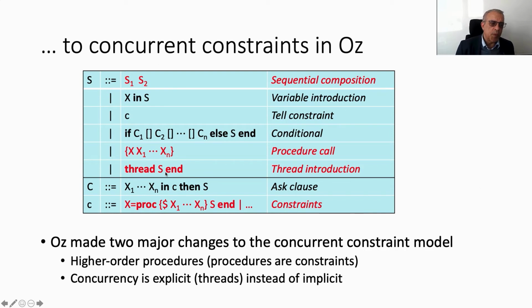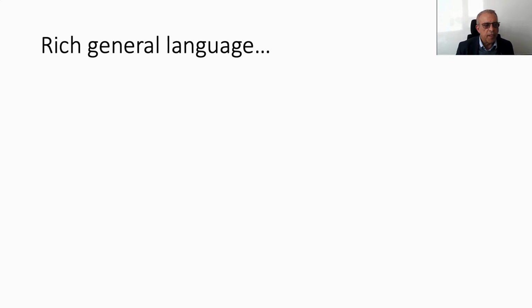The second most important aspect is that whereas the concurrent constraint language was a first order language, this is a language that allows higher order procedures. So procedures are values. That is a very important concept. Procedures are values, and they are added to the constraint store. So Oz made two major changes to the concurrent constraint model. Higher order procedures, the procedures are constraints, and concurrency is explicit. And of course, all of these are coordinated together by data flow computing, data flow variables.